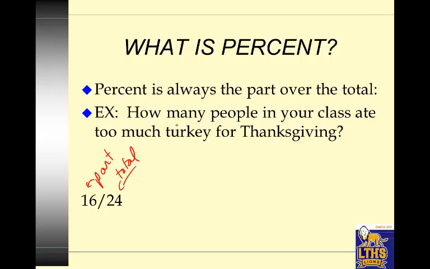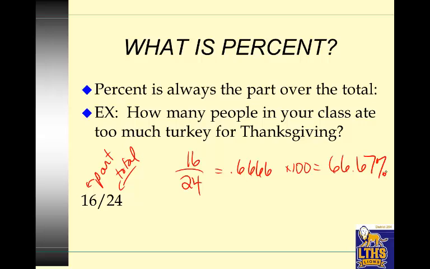All right, and that gives you a decimal number, and then you have to multiply by 100. So 16 over 24 equals 0.6666, repeating, right? And then we multiply that by 100 to make it percent. So it's 66.67% ate too much turkey. All right, percent is always part over total. Remember that, part over total.